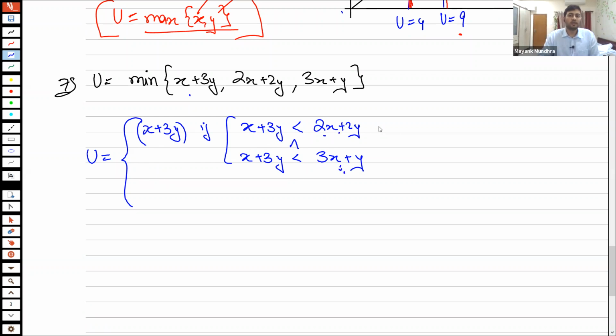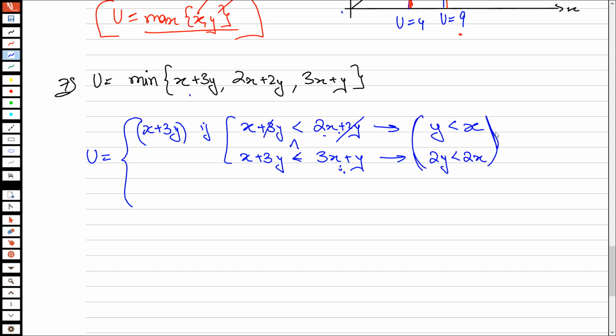Okay, so x plus 3y will be less than 2x plus 2y if y is less than x. You can cancel things out, right? You can cancel this 2y here, and you can cancel this x and x here. So y less than x, and this would happen when again you can start canceling things. So this would happen when 2y is less than 2x. Yeah, first one, it's x plus 3y and 2x plus 2y. Then how are we canceling it? I'm canceling this 3y and 2y, and y is remaining. That's the only way I work.